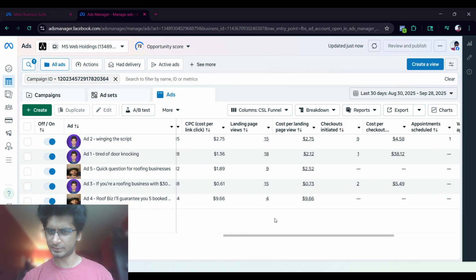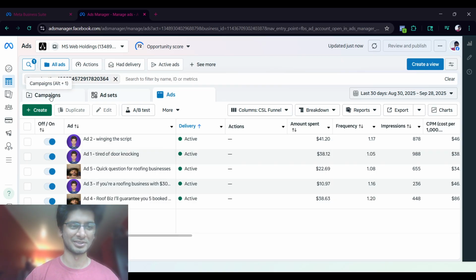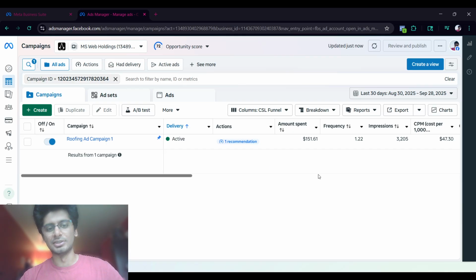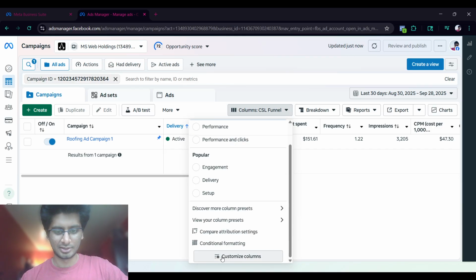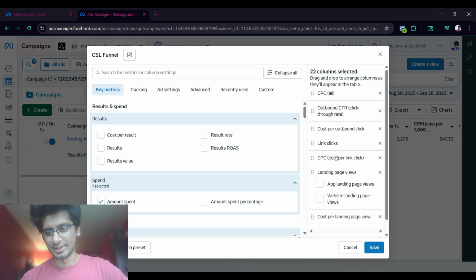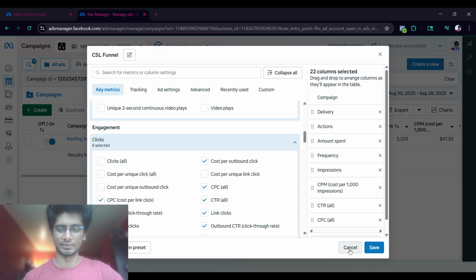Why is there 5? Oh, it's the wrong campaign. Or it's not one campaign. I was wondering why there's 5. I also changed my columns, and if you don't know how to change columns, you just go to columns, customize columns, and then just add whichever ones you want. Search them up here, and then I made a custom preset for this funnel.